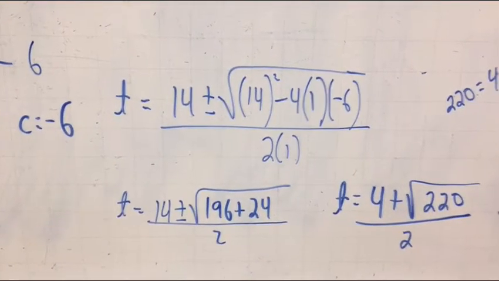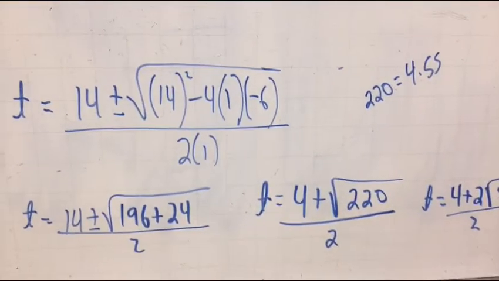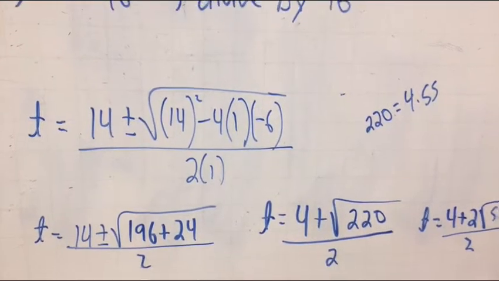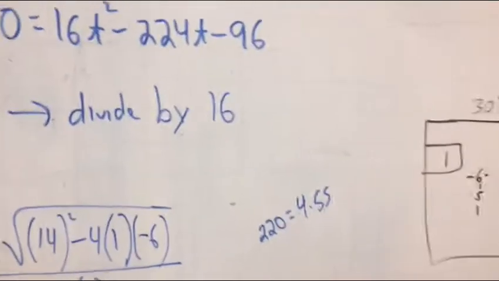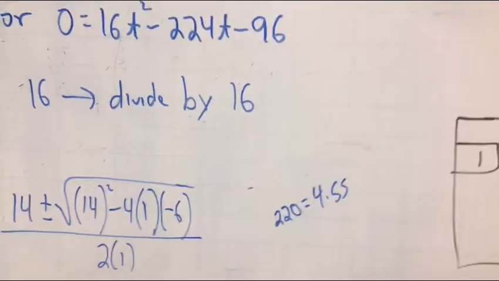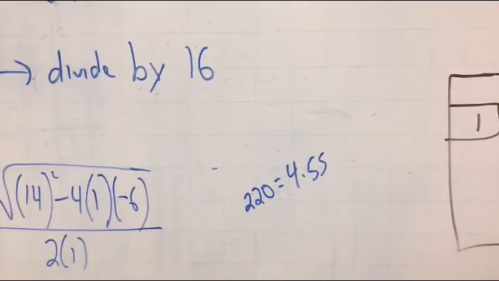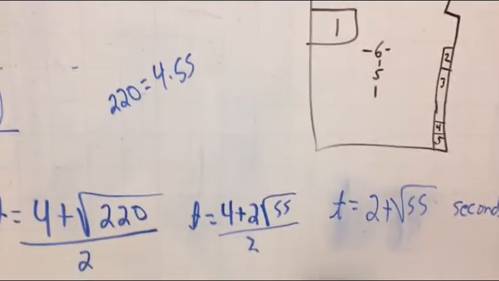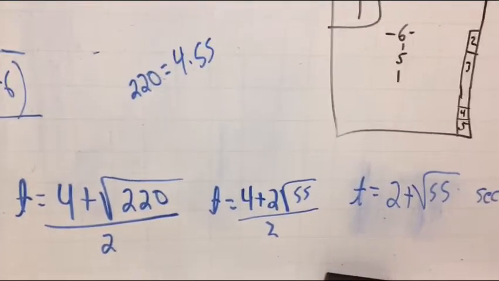Clean it up. Simplify. Now, the square root of 220, I took that and I said, okay, is there a square factor in 220? Yes, 220 is 4 times 55. Oh, I can take the square root of 4. Can I take the square root of 55? No, that's 5 times 11. Those are both non-square factors. So I have this now. And then I divide it by 2.